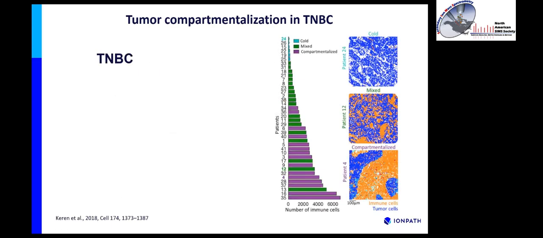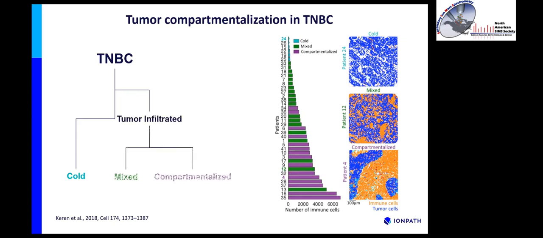And if we go and look at that across all of the patients, we can split the tumor compartmentalization into three categories. The first one is cold, an example up here on the top in which we don't have really any tumor cells present, so it can't really be compartmentalized or mixed. But those that are tumor infiltrated, we can split into the mixed and the compartmentalized categories. And we see here that if you plot out the number of immune cells, they do trend towards compartmentalized for more of them.